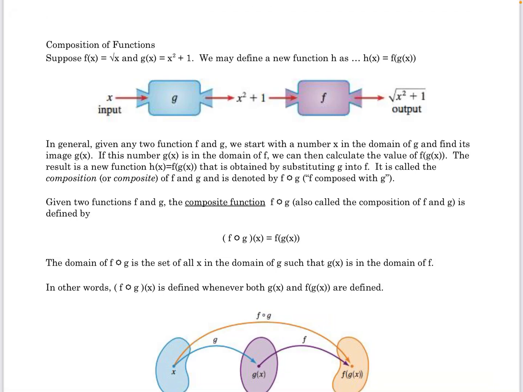3.6, part 2, composition of functions. So suppose that f of x is equal to the square root of x and g of x is equal to x squared plus 1. So we may define a new function h as h of x is equal to f of g of x.